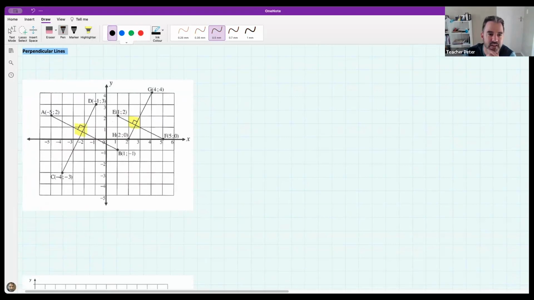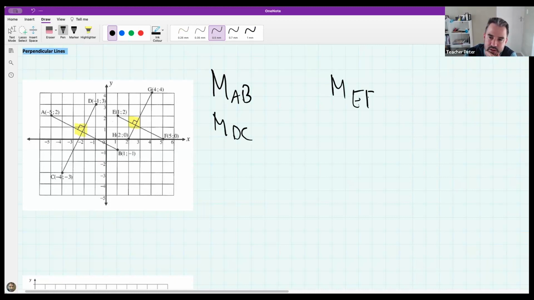Okay. I want us to investigate a little bit. So quickly find me the gradient of AB, the gradient of DC, the gradient of the line EF, and the gradient of the line GH. So I will highlight the points for you.